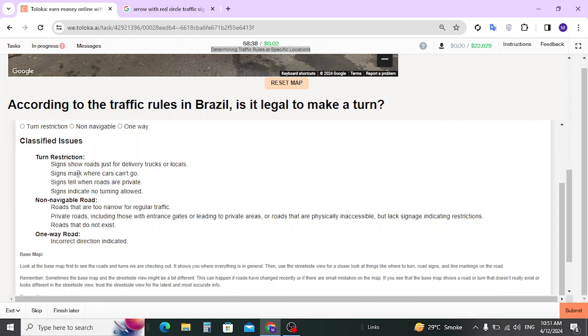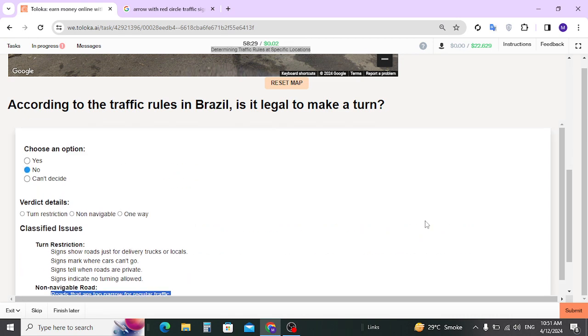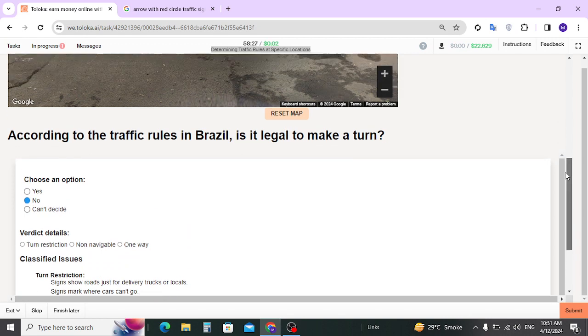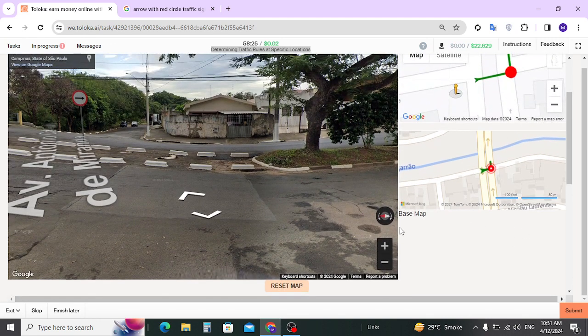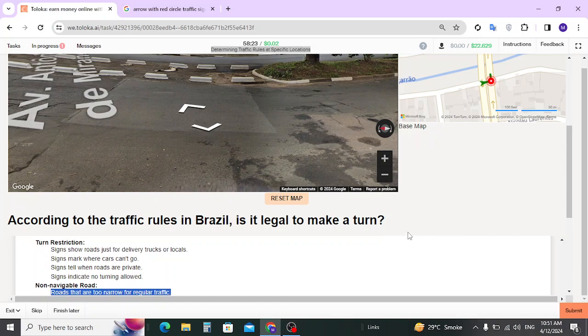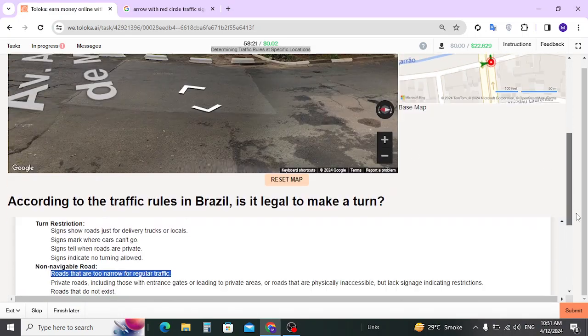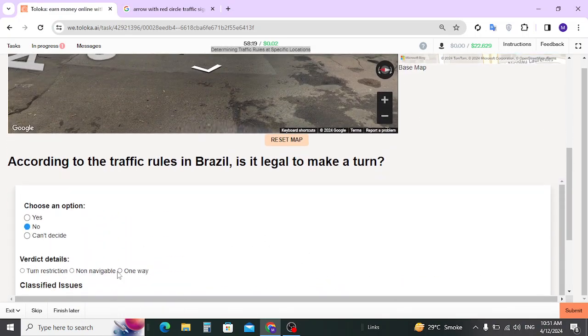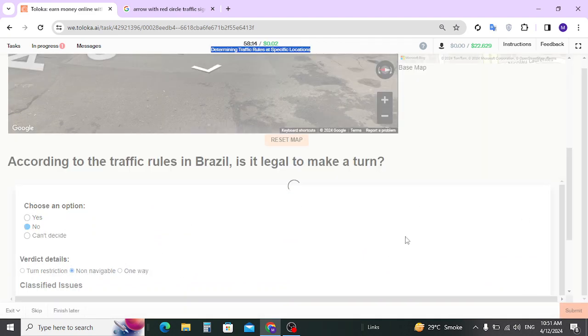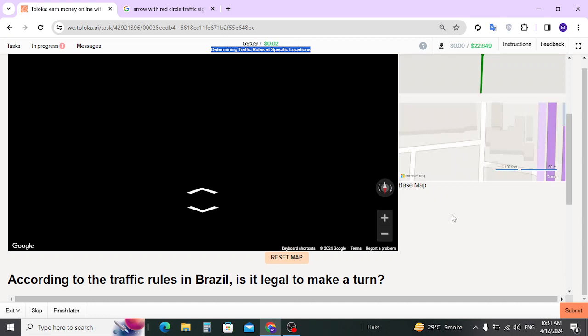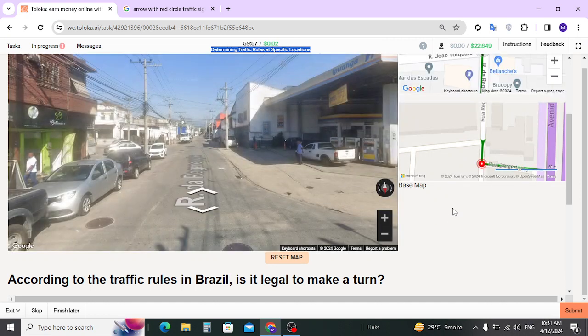And here the turn restriction sign shows non-navigable roads that are too narrow for regular traffic. Well, based on my previous assumption, let's try to make it. Okay, but what is the verdict over here? No. This is non-navigable, you cannot cross this way. If I try to submit, okay, this was correct.